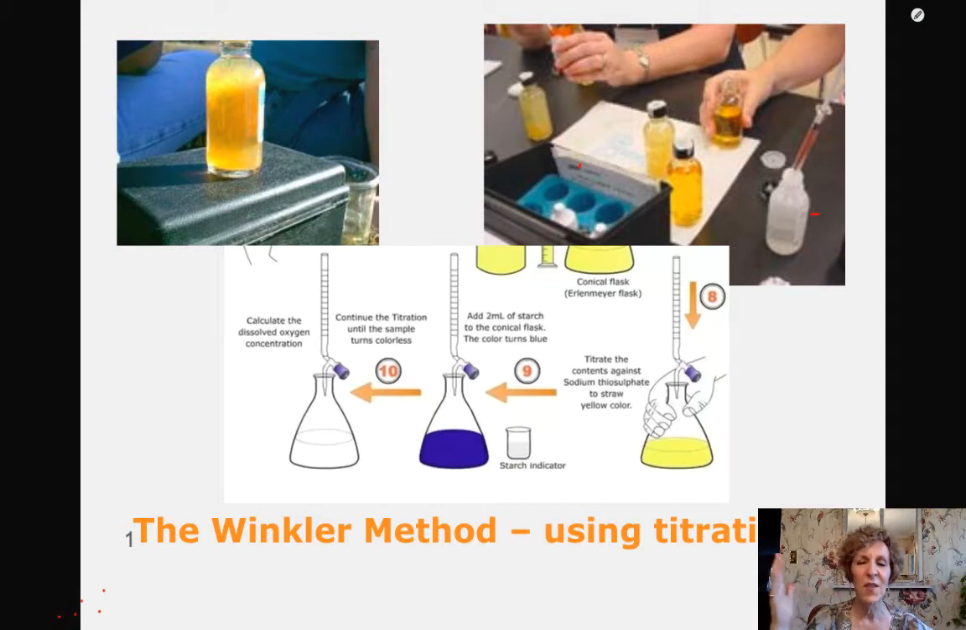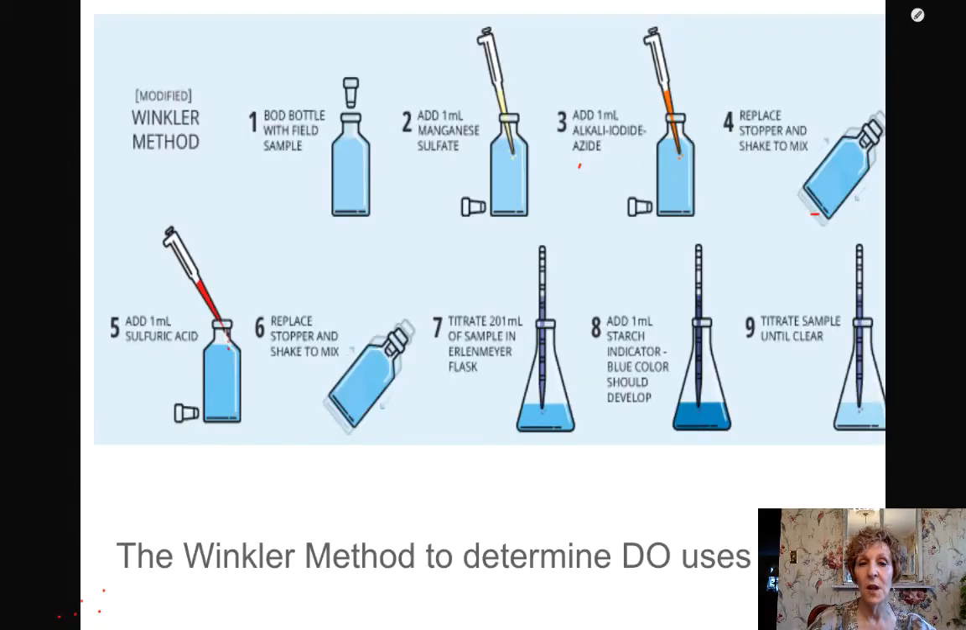So it's really fun. You're going to feel like a real scientist when you do this. We're going to add an indicator that's going to turn the starch in our sample blue. And then as we continue to add our chemical that's going to make a color change, when it turns clear, that's our endpoint, and that's how we're going to calculate our dissolved oxygen. So you're going to need to read your procedure, right?